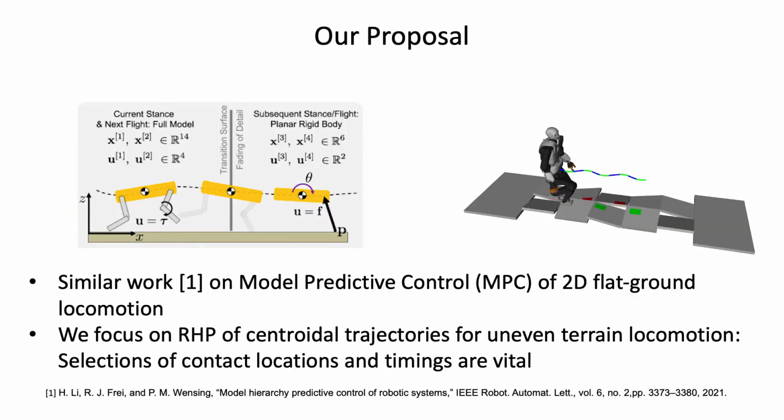Recently, a similar framework to ours was introduced for achieving model predictive control of 2D flat ground locomotion. In contrast, our work emphasizes the receding horizon planning of centroidal trajectories for uneven terrain locomotion, where the selection of contact locations and timings are important to modulate the centroidal momenta. In this regard, the simplified model applied in the prediction horizon needs to be carefully designed, as the quality of the model can significantly affect the performance of the framework. Next, we present the detail of our approach.